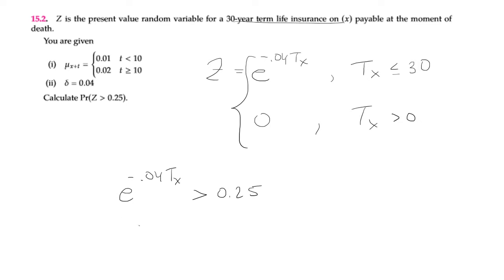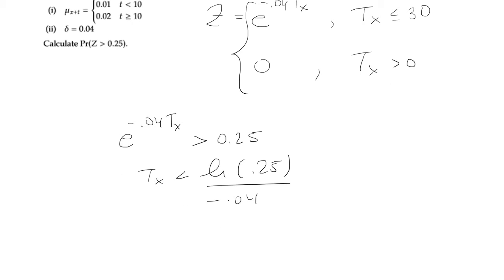Okay, so we're going to take the log of both sides, divide by negative 0.04, and get T_x is less than ln of 0.25 over negative 0.04. So this is 34.66. So we transform this problem into probability of survival. So we're really looking for the probability that T_x is less than 34.66.